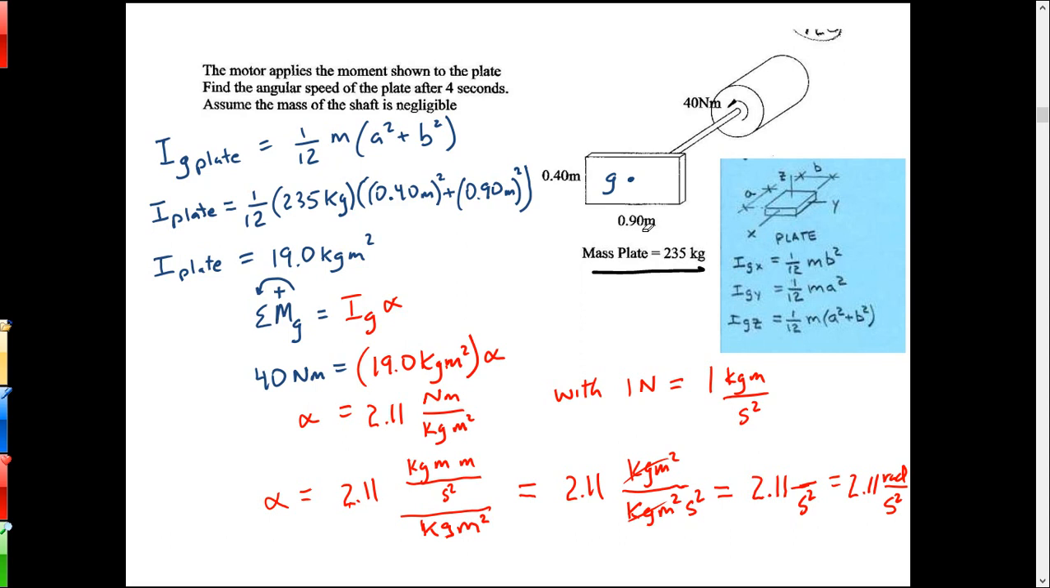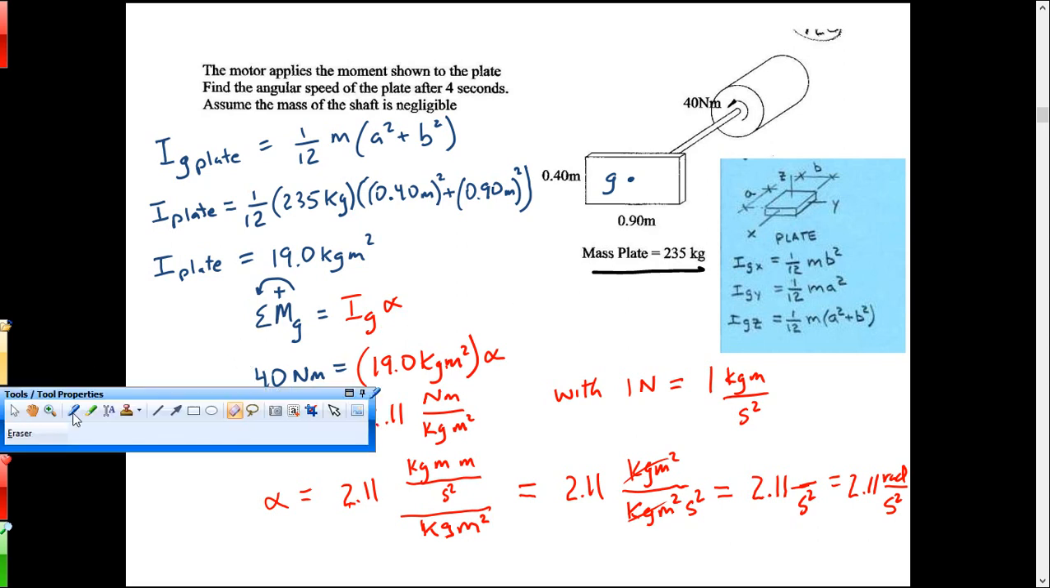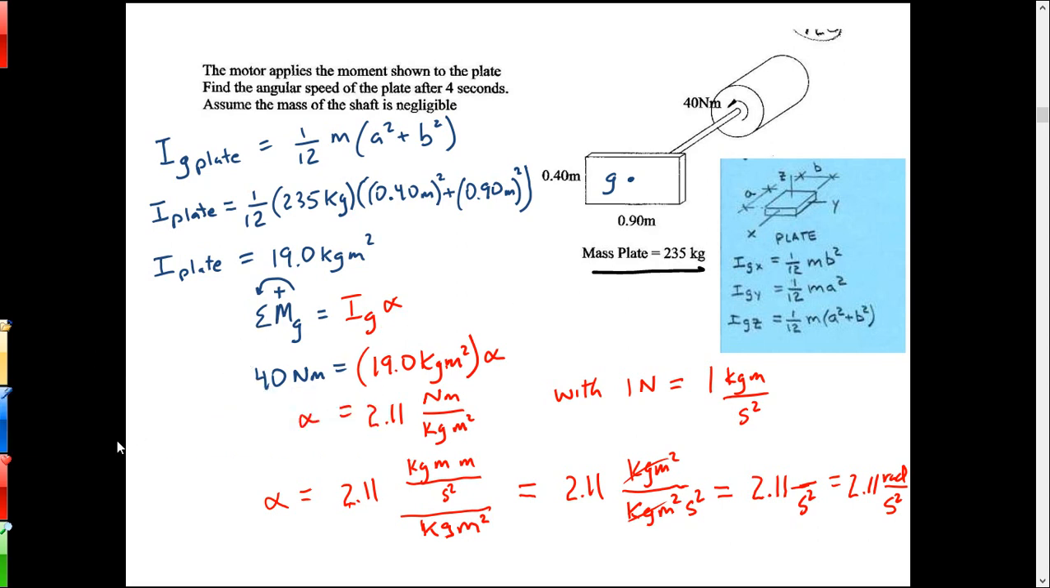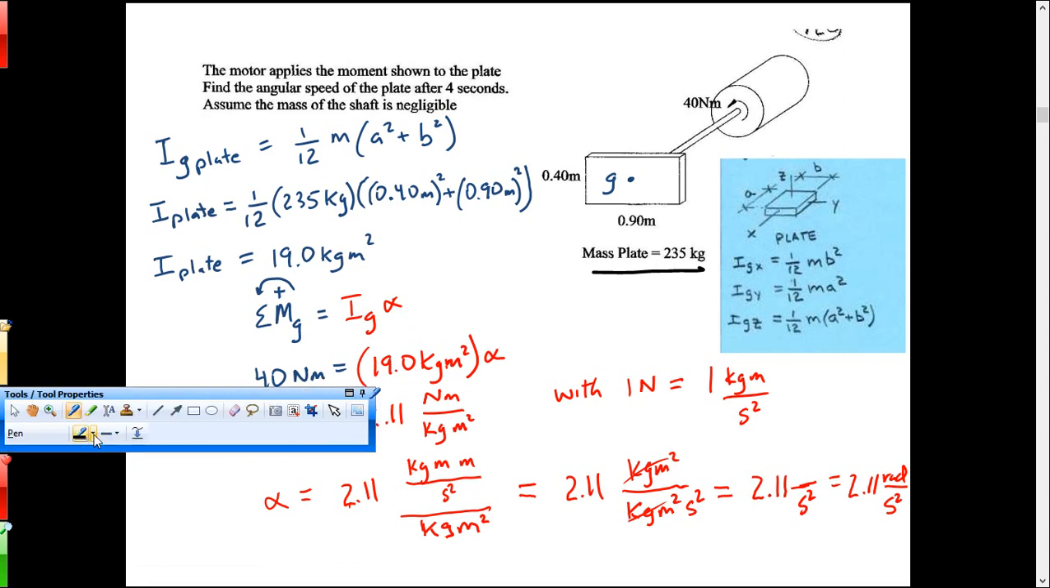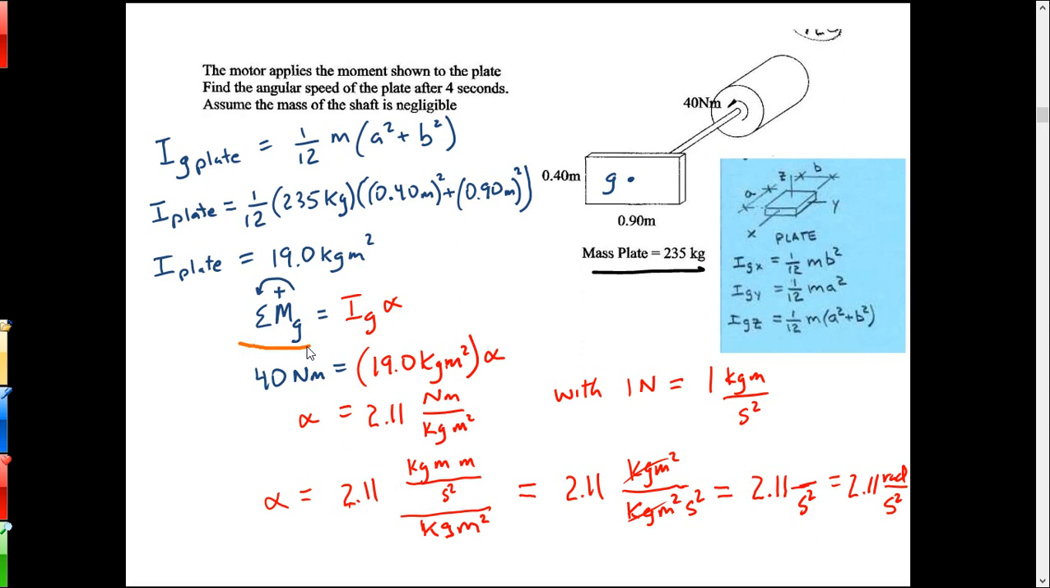So once you've got I figured out, you just go sum of Mg is Ig alpha, because that shaft goes through the center of gravity, so that's easy enough, okay? So sum of Mg is Ig alpha, and just like I've mentioned before, I've got the static stuff on the left, just moments, that's a couple coming out of the motor, and then I've got the dynamic stuff on the right, Ig and alpha. Alpha is the unknown.